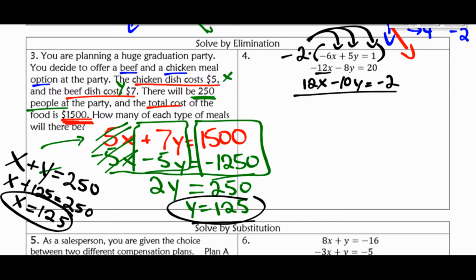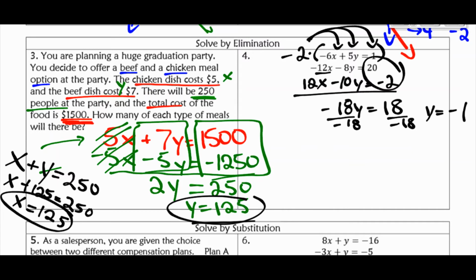Now I can use the elimination step where I add these together. I'm going to get -18y and 18 on the other side of the equal sign. That's 20 and a -2 combined to make 18. Last step, I'm going to divide by that -18 into both sides, so y equals -1.